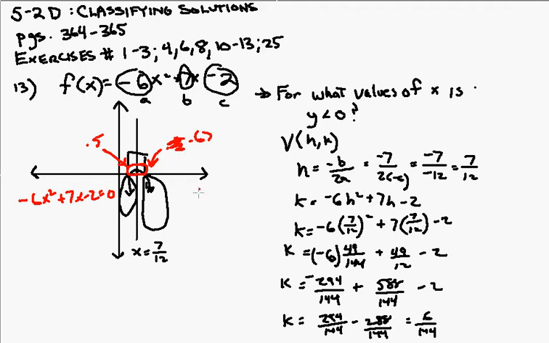So for x greater than 0.67 or x less than 0.5, that's where y is less than 0. So the answer to this question is x greater than 0.67 or x less than 0.5. So that takes care of the answer.